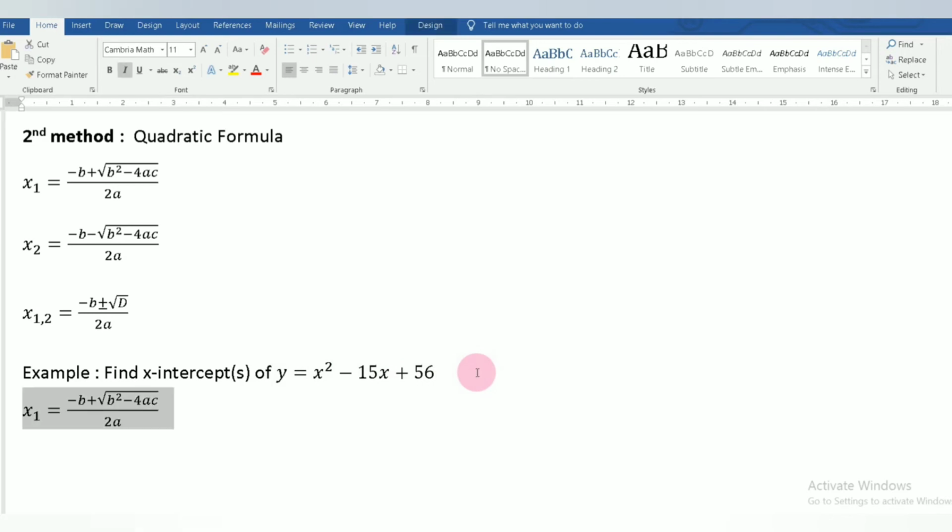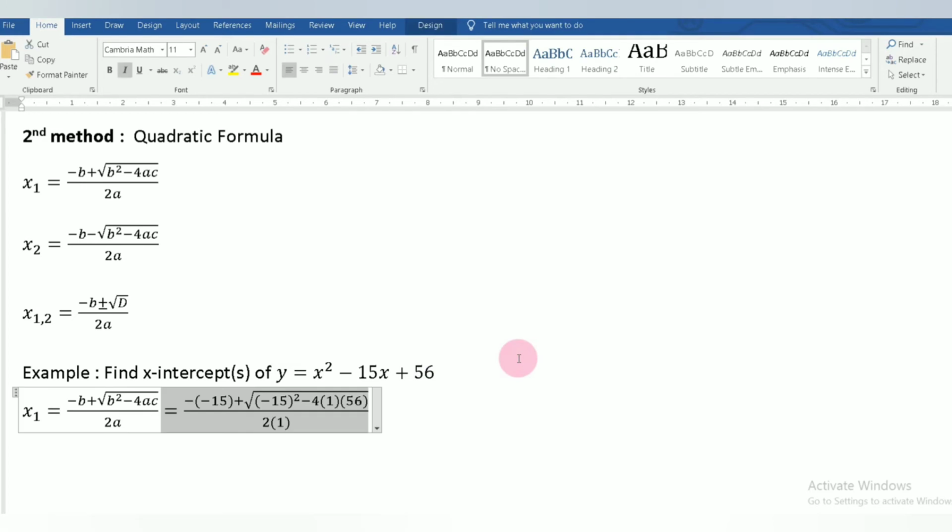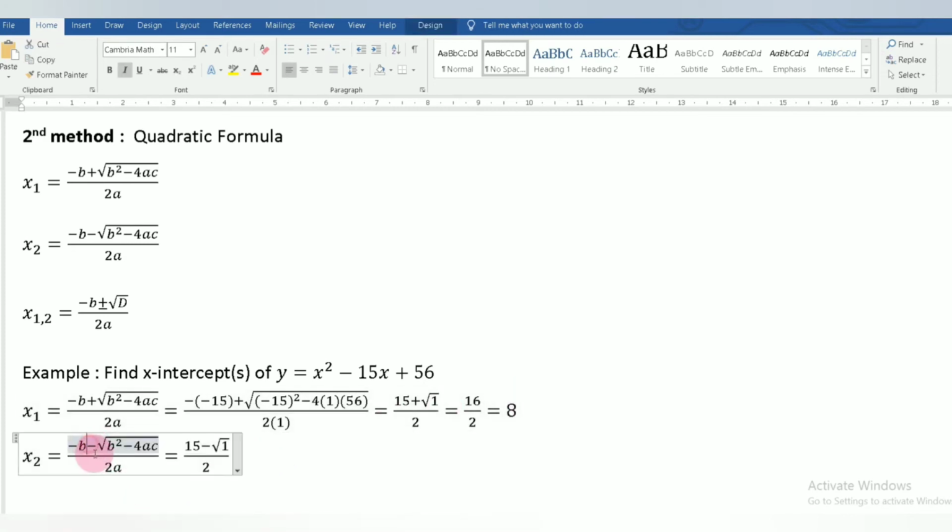Let's use the formula for the first x-intercept. I use plus here, and let's substitute b by negative 15, a by 1, and c by 56. In the end, you will have this statement, and let's simplify it: 15 plus the square root of 1, over 2. The square root of 1 is 1, so it's 16 over 2, and it is 8. That is the first x-intercept. The second x-intercept is found by using the subtraction. Let me go directly to this section, since it's always the same, right?